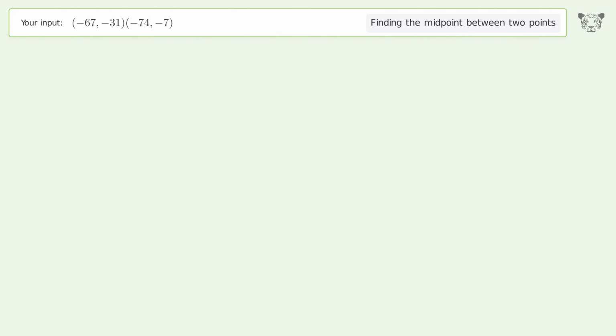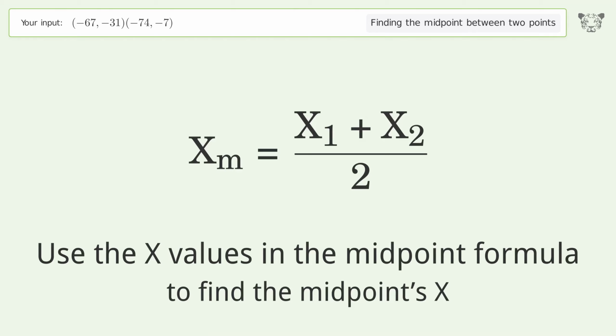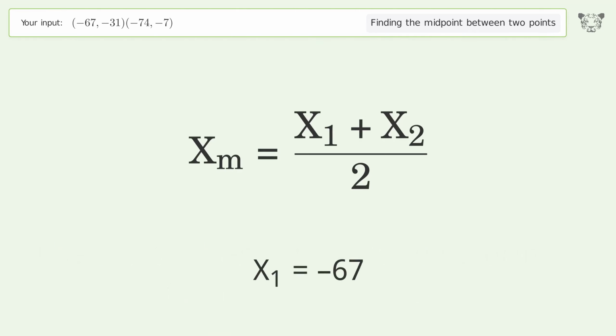Use the x values in the midpoint formula to find the midpoints x. x1 equals negative 67. x2 equals negative 74. Simplify the arithmetic.